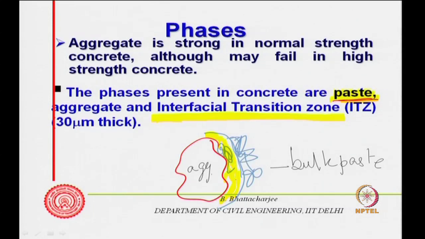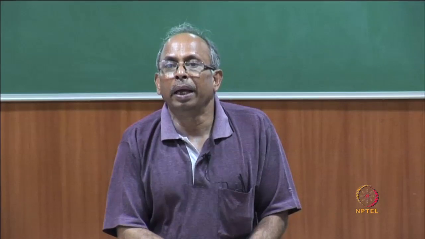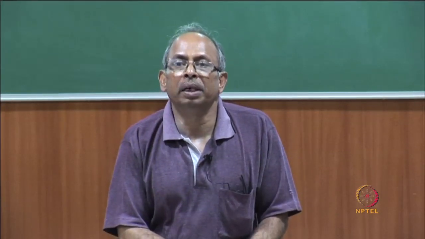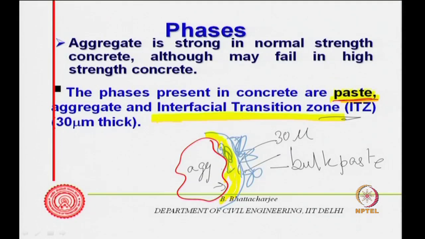There are aggregates, and there is a transition zone which is about 30 micron thick. This is called the aggregate-paste interfacial transition zone. Because this is not smooth, here is the aggregate, there is the bulk paste, but there is a transition zone between these two, and it is roughly 30 micron thick. So, you can call it a phase, and this is very important.